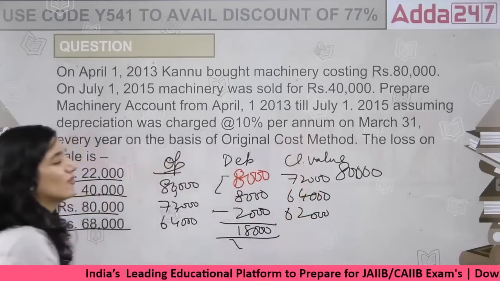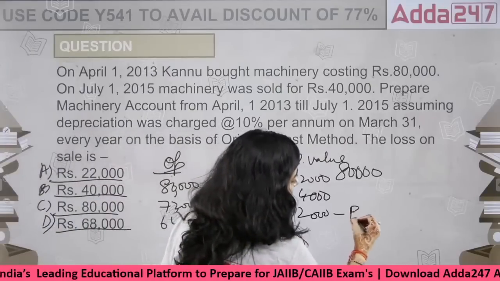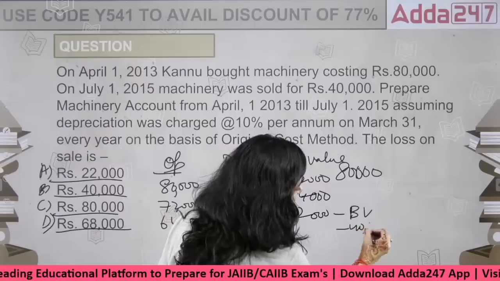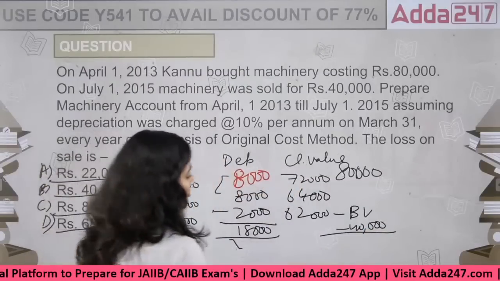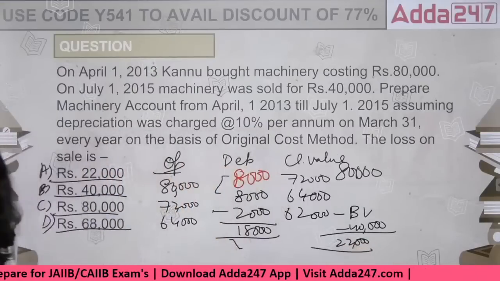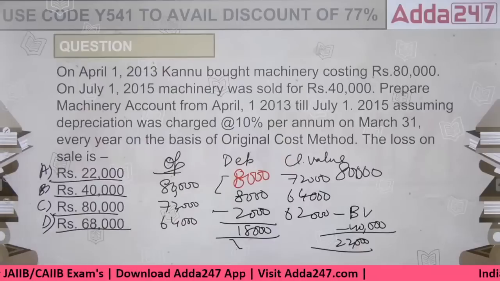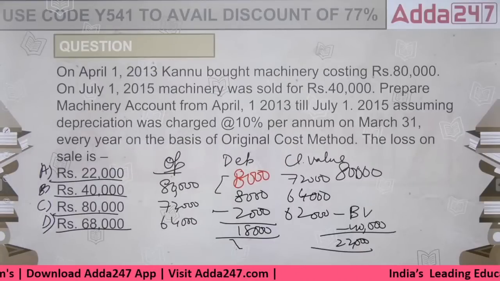While we are selling it for 40, if this is the book value, your sales value is 40,000. The correct value of your loss would be rupees 22,000. Is this your answer? Kindly go and check it out. Okay. Take a moment and calculate it, please.